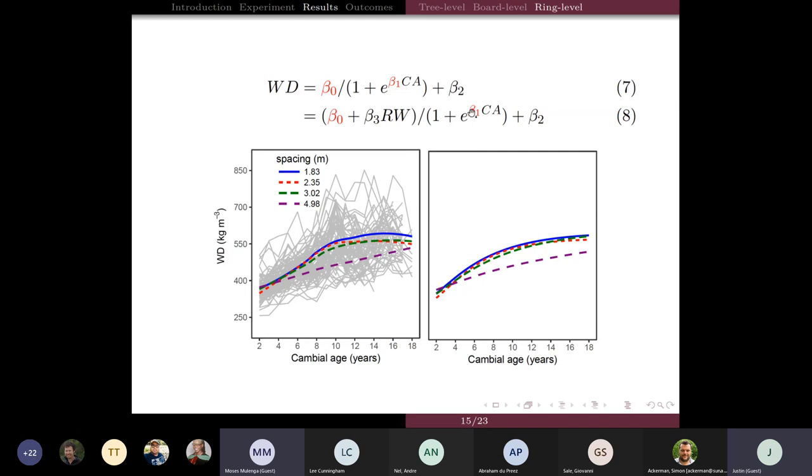So that also alludes to the fact that even for the density profiles, including ring width in the models, there is something unaccounted for between spacing treatments. If I can put that in other words, there is still an effect of planting density on these profiles over and above the effect of cambial age and ring width.